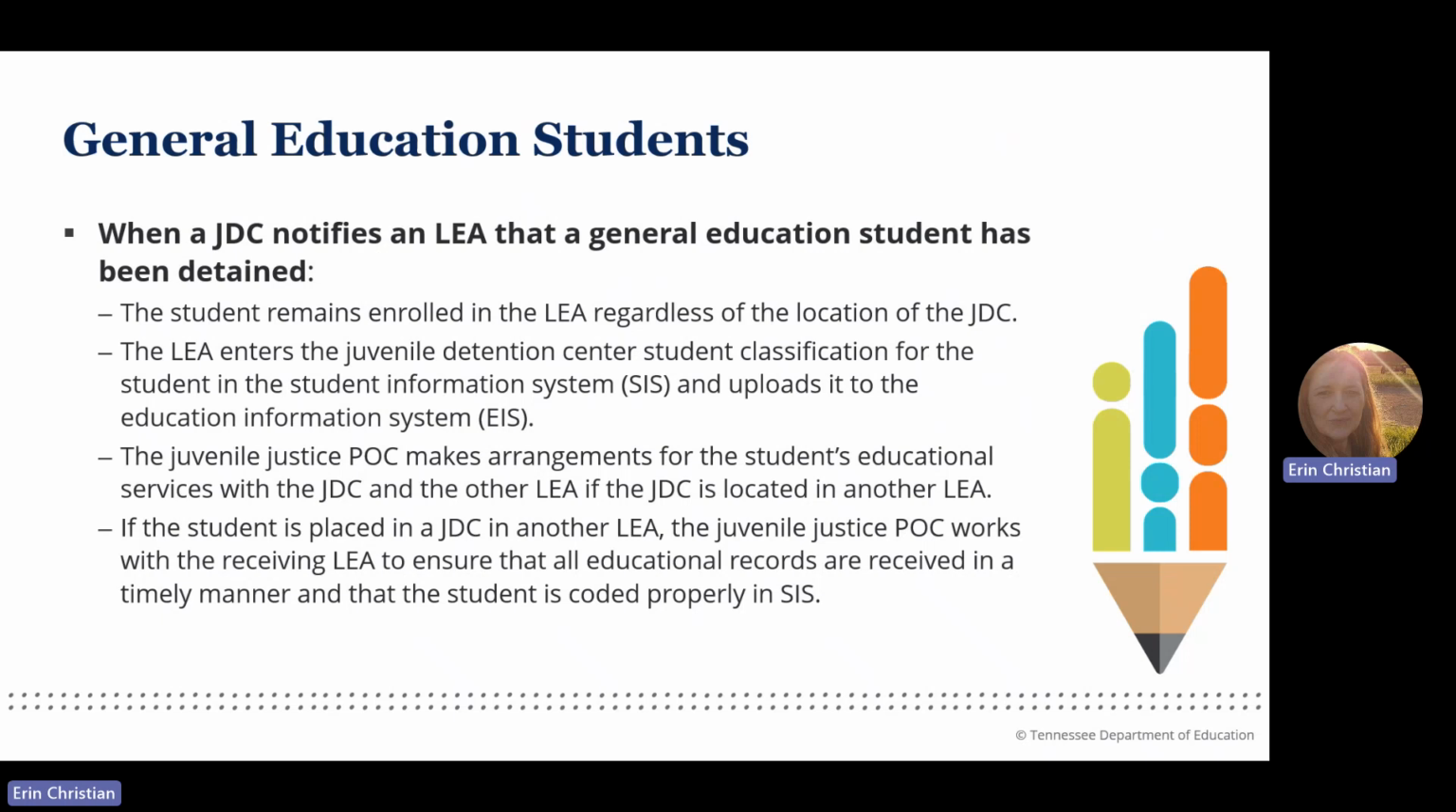If the student is placed in a JDC in another LEA, the juvenile justice point of contact works with the receiving LEA to ensure that all educational records are received in a timely manner and that the student is coded properly in SIS.